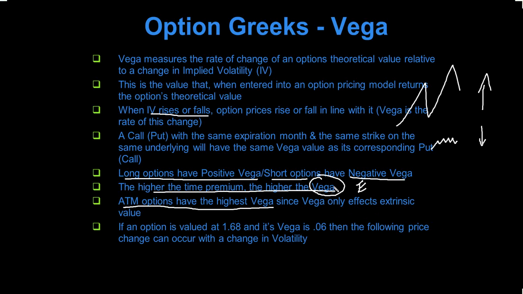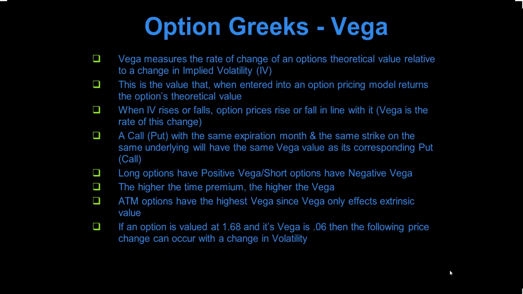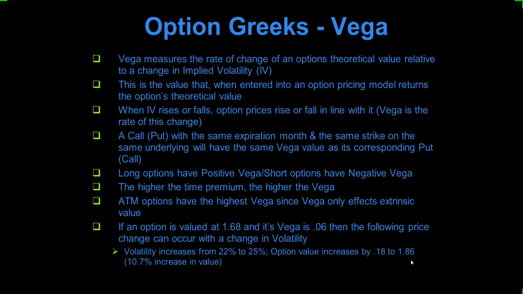So naturally, if Vega or volatility only affects extrinsic value, the higher the extrinsic value is, the more Vega is going to affect it. And the highest extrinsic value is generally found at the money options. So Vega is most sensitive to at the money. All right? So it's logical if you just think about it. Now let's look at something here. Let's look at this example just to show you how much volatility can affect us.